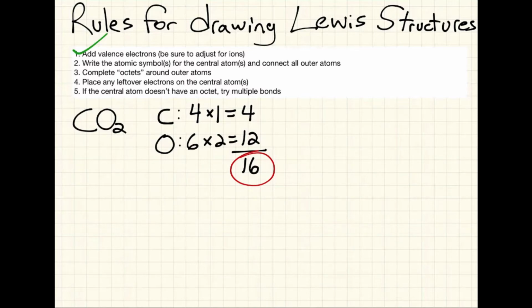Rule number 2 says write the atomic symbols for the central atoms, or central atom, and connect all of the outer atoms. In this particular case, this structure is not so challenging. There's only 3 atoms anyway, but let me talk you through maybe some of the more reliable ways to find what the central atom is in most of these structures. So a central atom is generally written first. Not always, but generally written first.